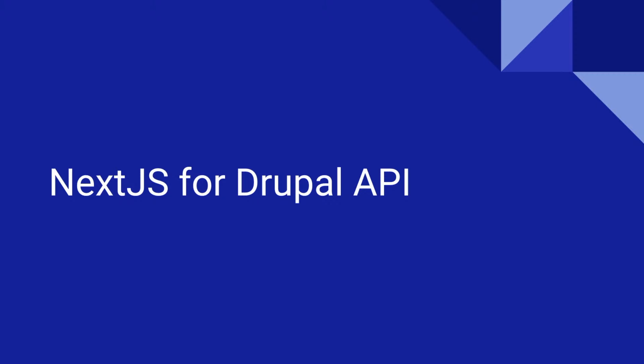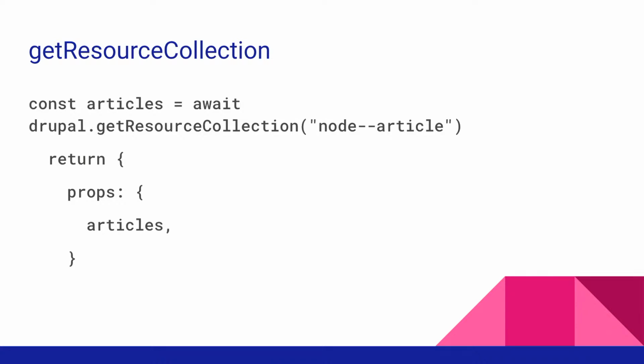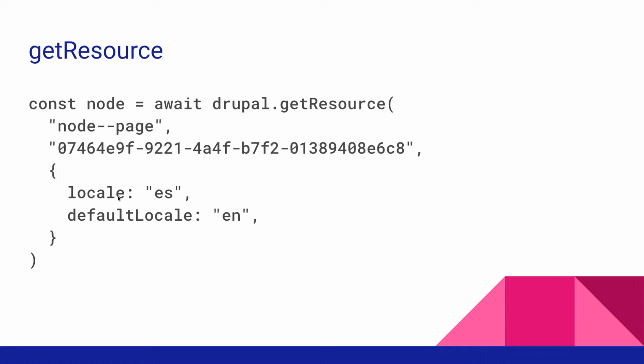Now we're going to have a look at what Next.js for Drupal gives us to connect to Drupal. So we can get, for example, a collection, a list of articles. When we want to make a call to Drupal through JSON API, we need to call, of course, the node endpoint, and then pass all the parameters through JSON API. In this case, they gave us this function, and you can pass the parameters directly in here, and it builds the query for us. So we get a resource collection, a list of articles, and we return it as props.